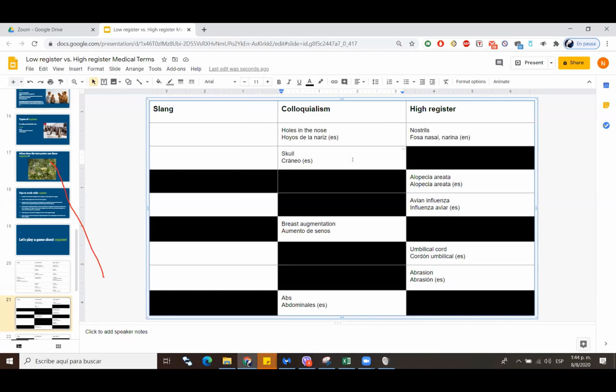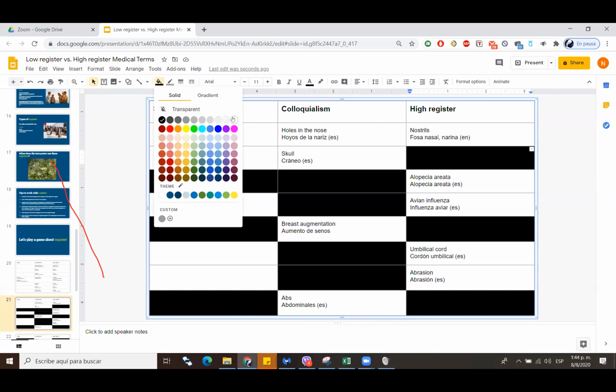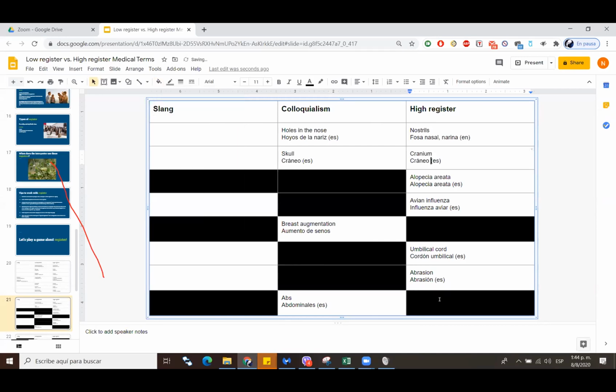So high register for skull. Cranium. Yes, cranium. And something that I didn't mention earlier is that as informal language, you have Latin and Greek roots, right? Closer to that. But in informal language in English, it's closer to Anglo-Saxon and Germanic roots. So that's why the differences.